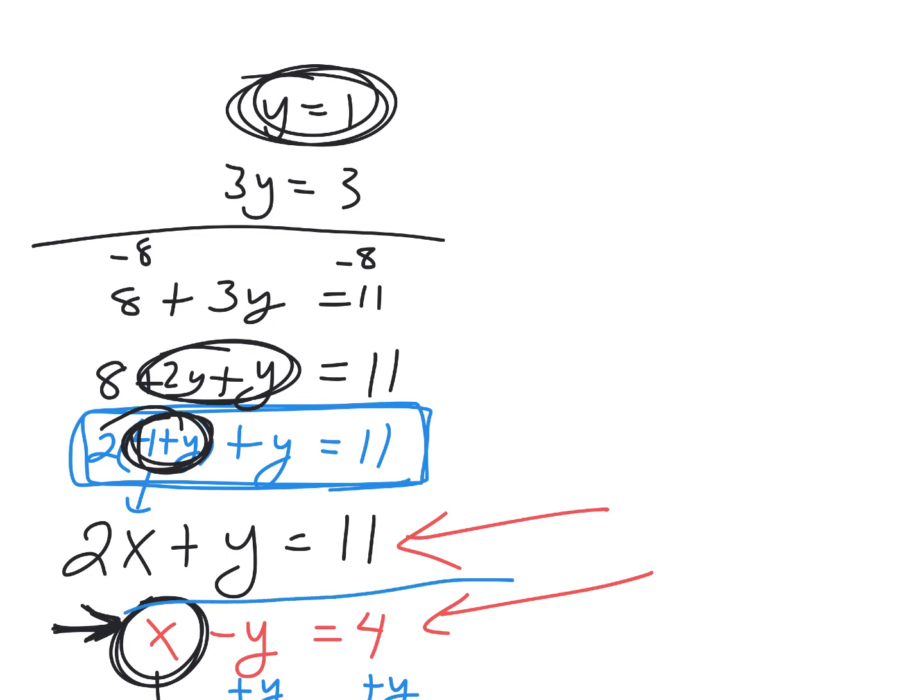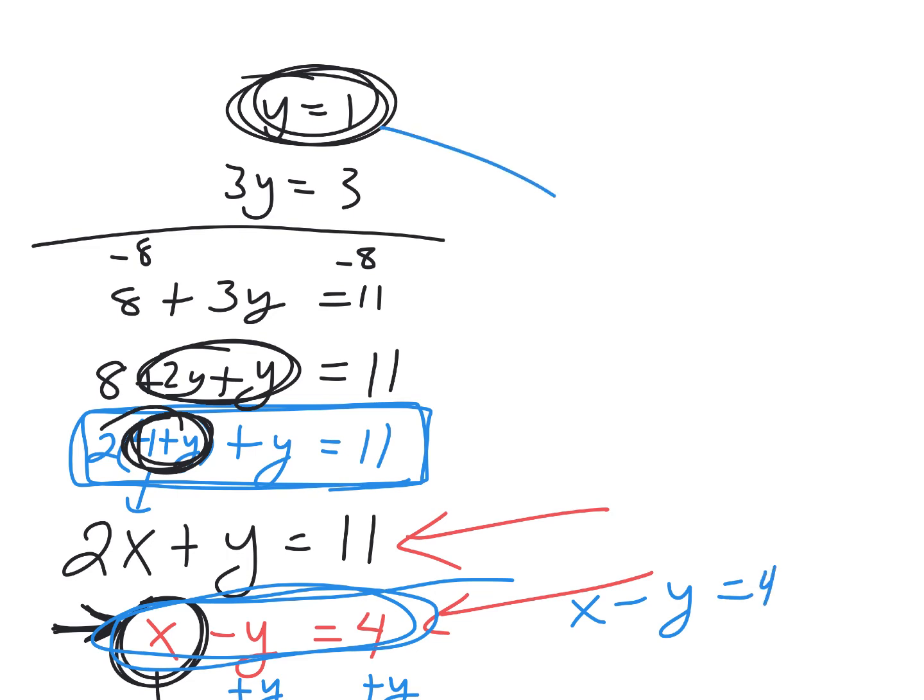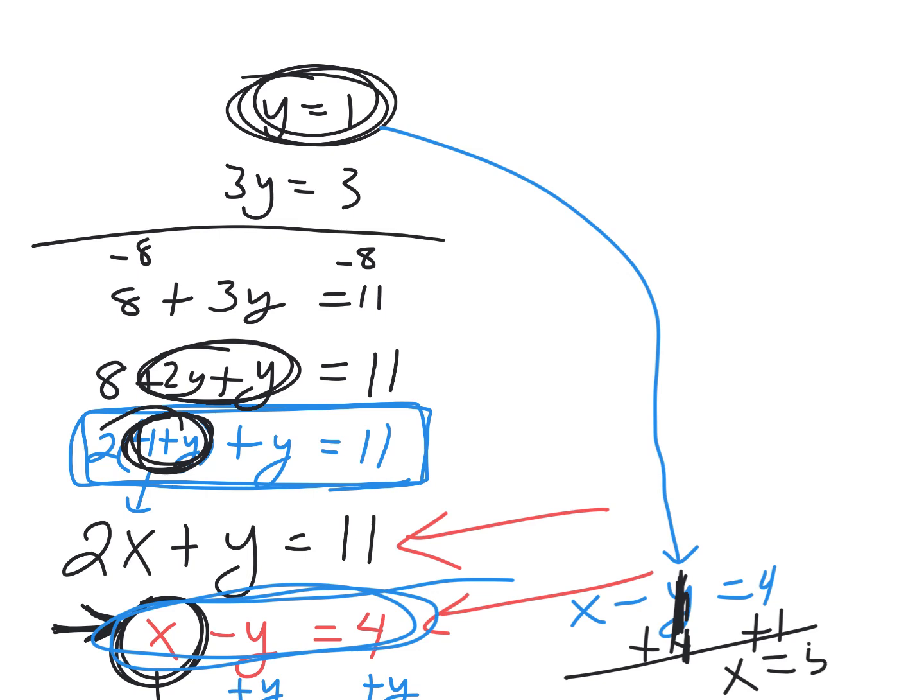So I'm going to take this one and just show you, in case you don't get this last part. X minus y equaled 4, but I know y is 1. So I'm going to replace the y with a 1. And I'm going to add 1, and I'm going to add 1, and x equals 5. There's your final answer, 5, 1. And that is all of the meat of the test.